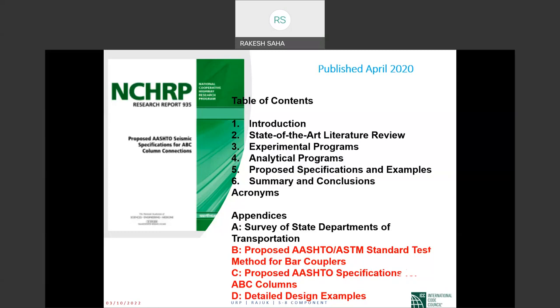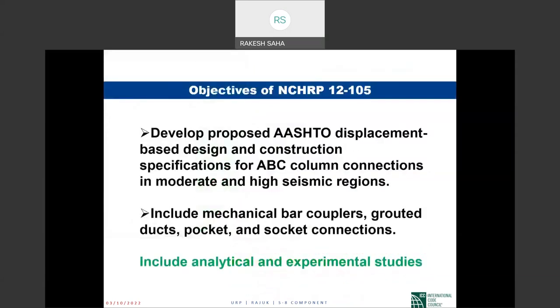Then we have the specifications, of course, that we developed, and there are five design examples that are included in our work. Now, the big picture, the overall objectives of NCHRP 12-105, the project that led to the proposed specification, was a displacement-based design method for construction and the design of ABC column connections for moderate and high seismic regions.